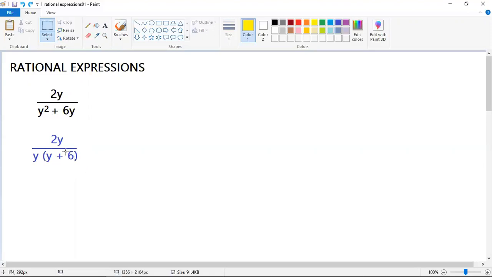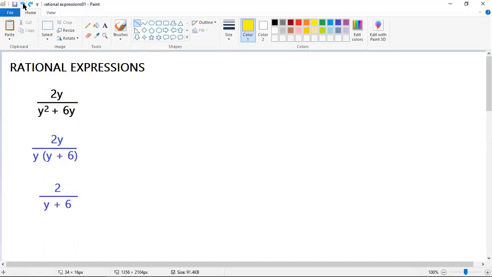Now, if you notice, the y in the numerator is common with the y in the denominator. Thereby, we can cancel out the two y's. We are left with 2 over y plus 6. We cannot factor this anymore. We cannot divide or reduce this anymore. So the final answer is 2 over y plus 6.